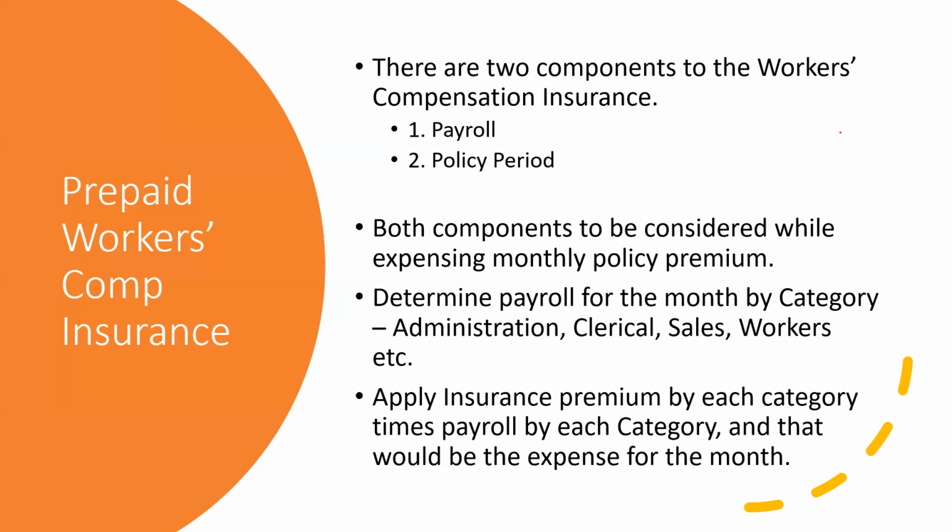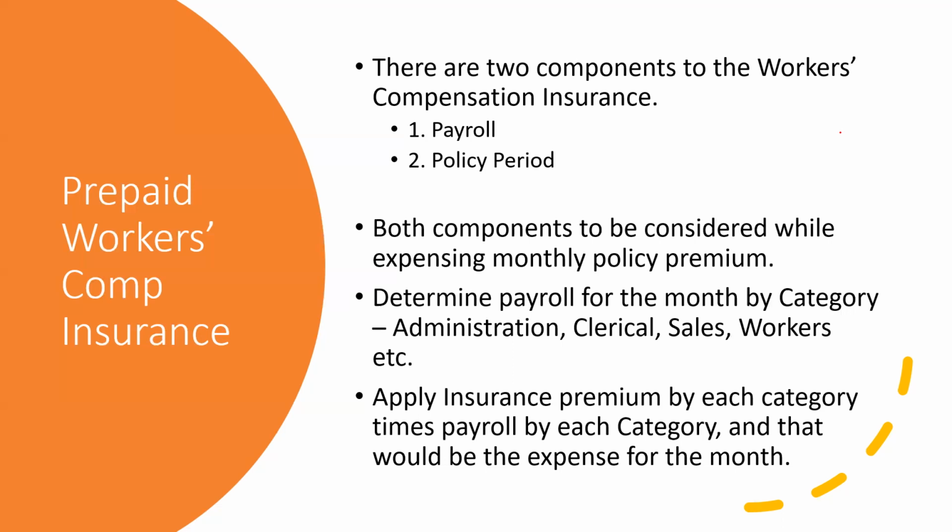So the ideal thing is that every month, rather than 1/12 of the expense, you analyze the payroll by category for that month and expense that in that month. There could be a possibility that by the 11th month or 12th month, the prepaid expense might have already been exhausted. Then you may have to start accruing that premium for workers' compensation insurance, so that when you get a notice at the end of the policy period, you don't have any kind of surprise.